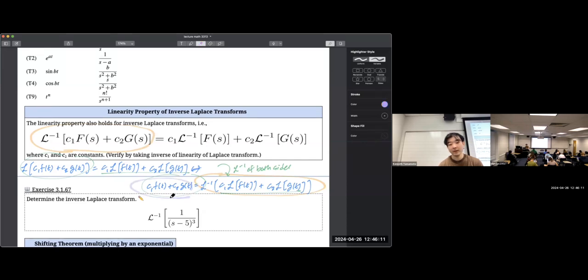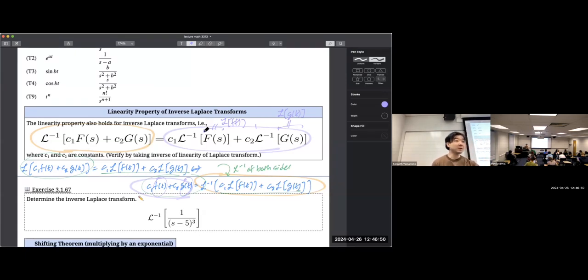And then you can see that this right here is this, and this right here is this. One thing you have to note here is the inverse Laplace transform of g of s. G of s is the Laplace transform of g of t, and f of s is the Laplace transform of f of t. So the inverse Laplace transform of the Laplace transform of f of t is just f of t, and for g of t it's just g of t. And so this is the proof. Linearity of the inverse Laplace transform just follows from linearity of Laplace transforms.